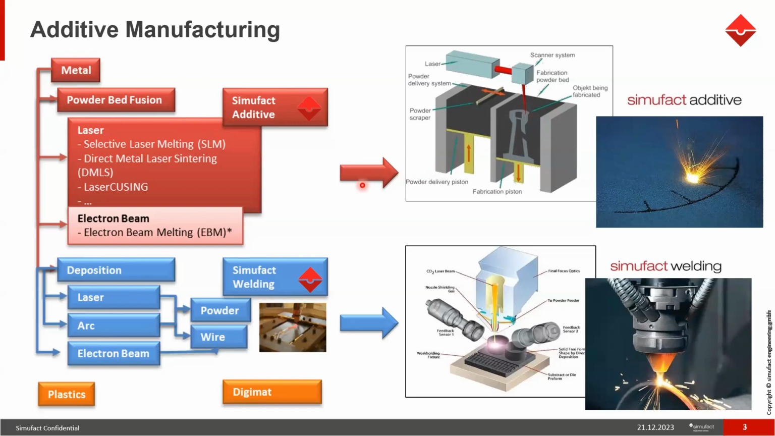So this is the powder bed fusion method. This is one kind of additive manufacturing method, which is very prevalent in the aerospace industries and some of the automotive industries as well. They manufacture parts with this method.